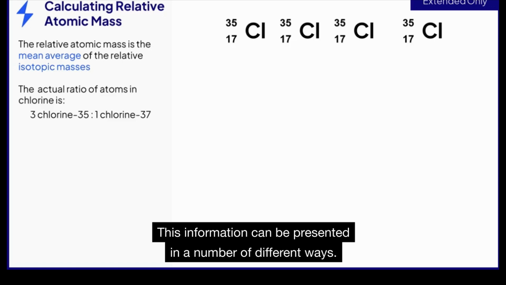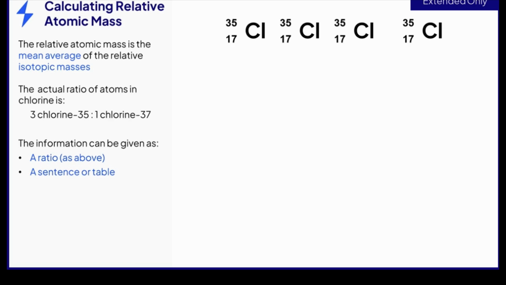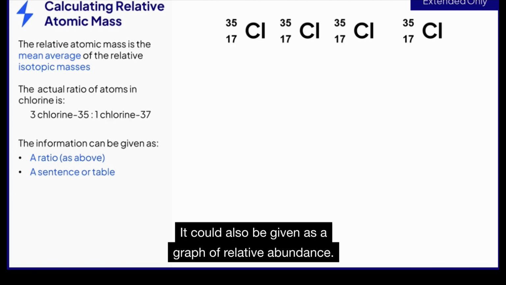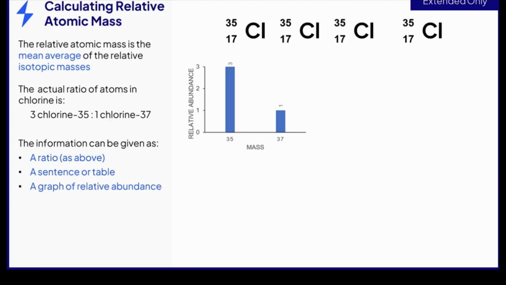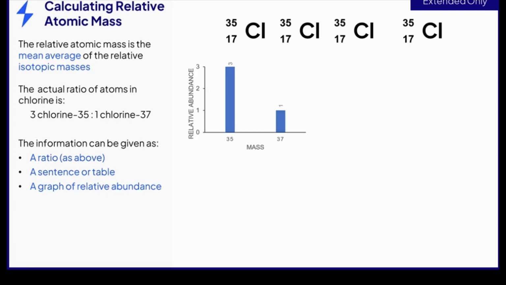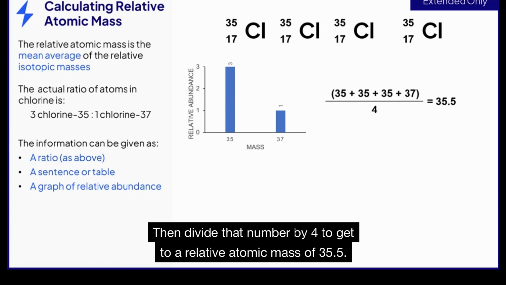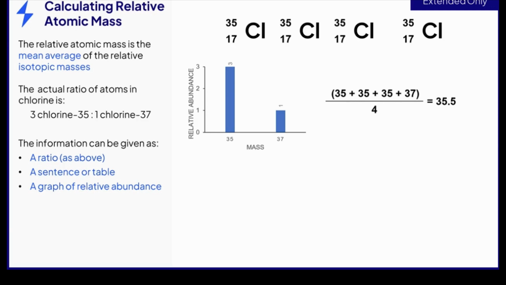This information can be presented in a number of different ways, as a ratio, a written sentence, or a table. It could also be given as a graph of relative abundance. For all of these, you would do the same calculation. Add up the masses of all 3 chlorine-35 atoms and the single chlorine-37 atom. Then divide that number by 4 to get a relative atomic mass of 35.5.